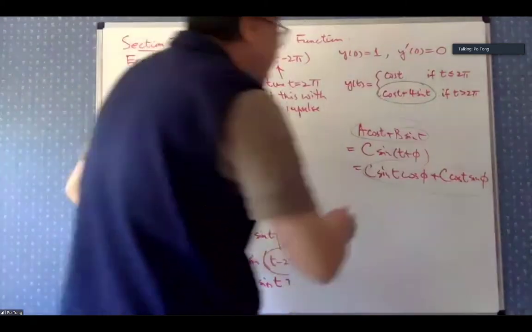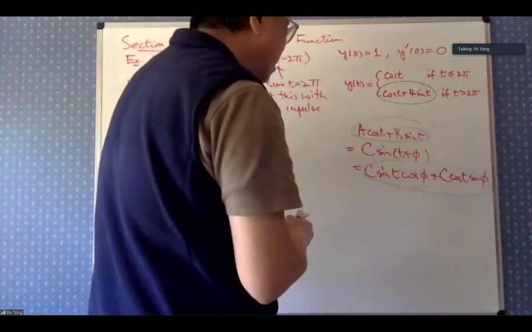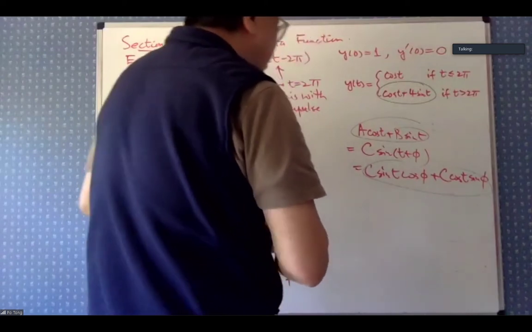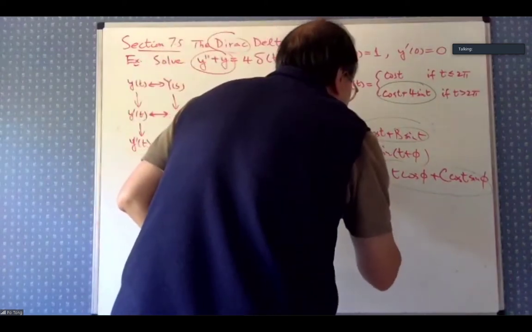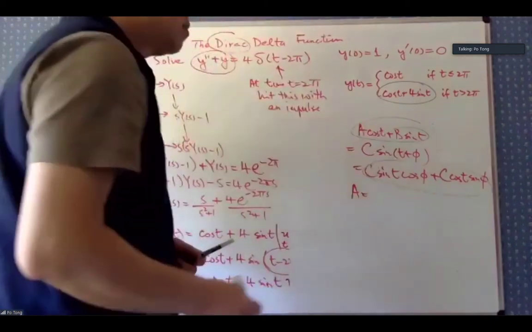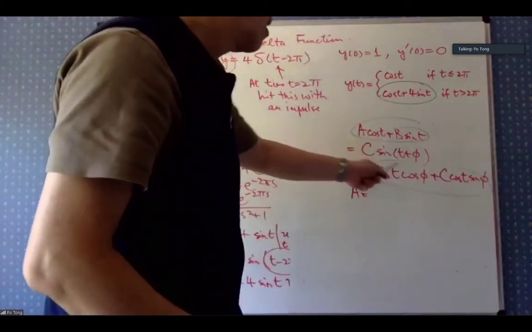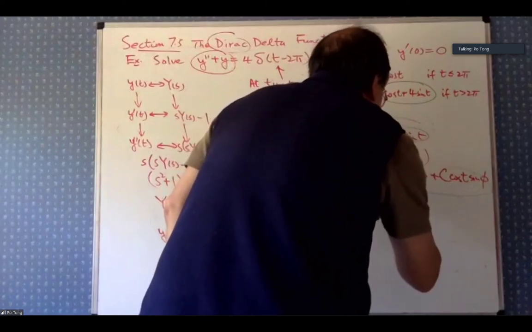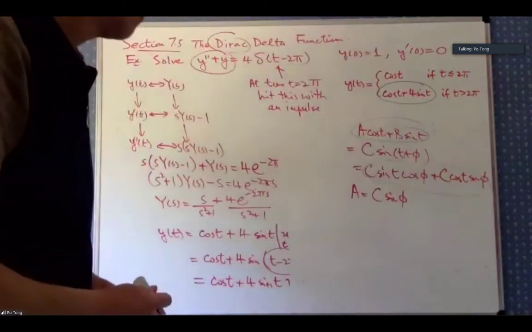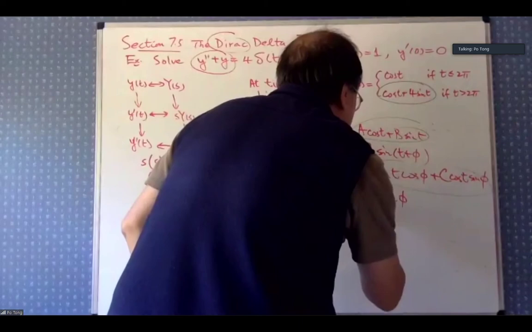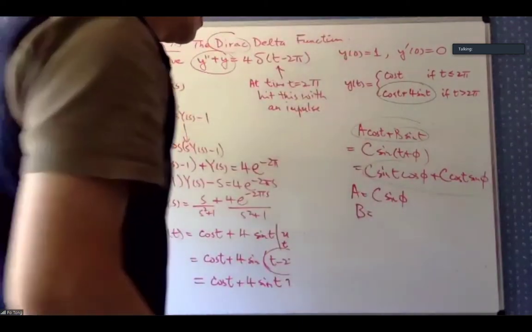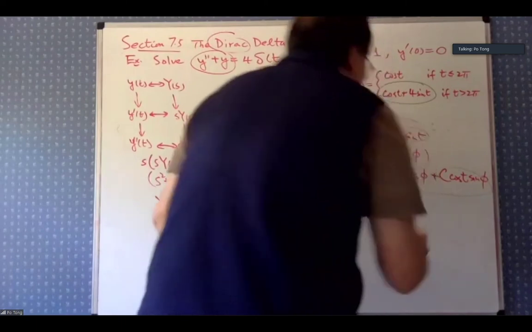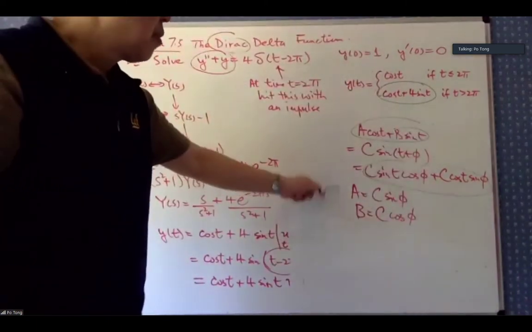you can see that A is A cosine t. See the A cosine t? A is equal to C sine the angle. B is equal to C cosine the angle. Can you guys see that? Are you able to see this?